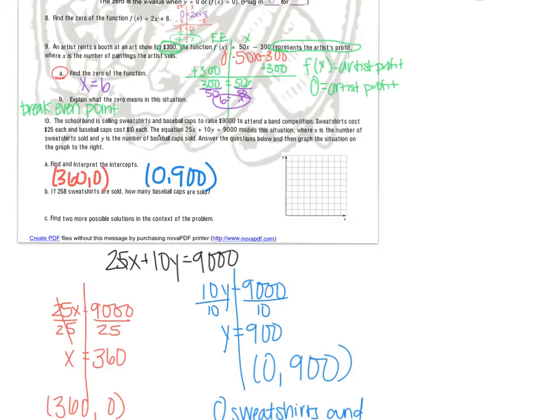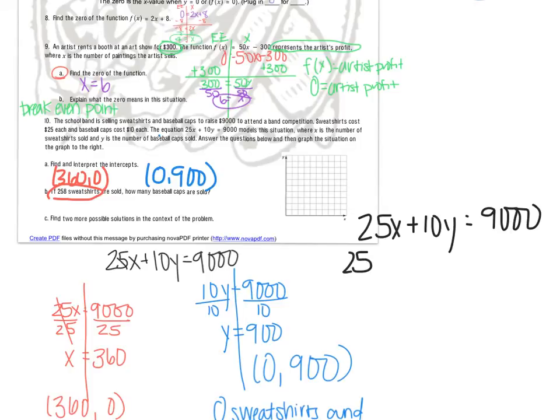So the next question said, if 258 sweatshirts are sold, how many baseball caps are sold? So we still have our equation, 25x plus 10y equals 9,000. And they're telling us in this, it says sweatshirts. Well, sweatshirts is our x value. So we're going to replace the x with 258. So 25 times 258 plus 10y equals 9,000, and we're going to solve.